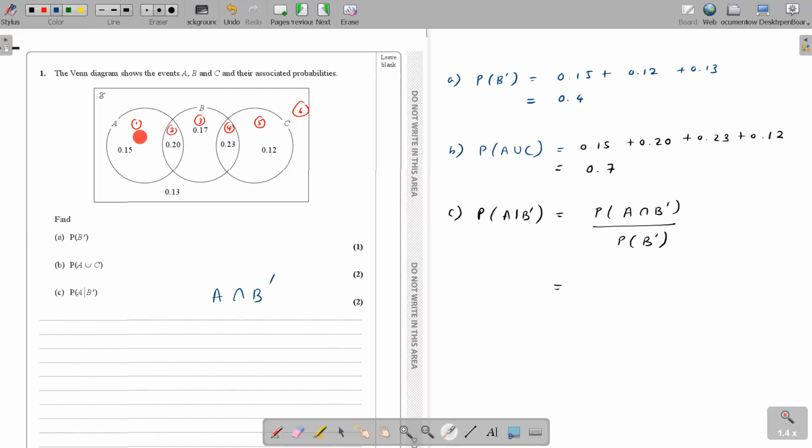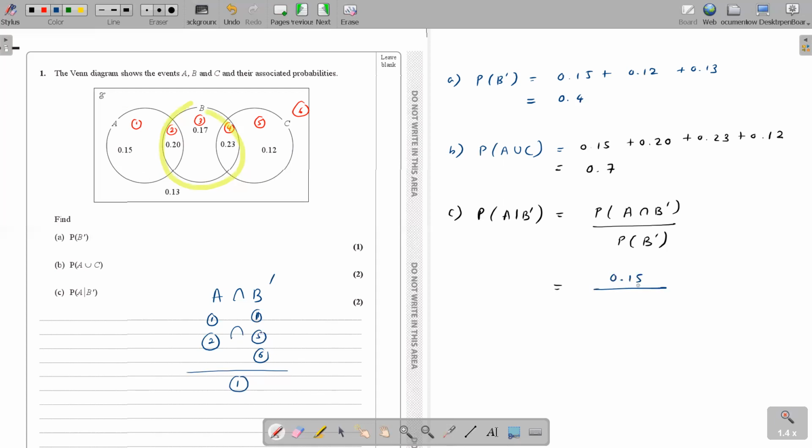What are the regions coming for circle A? 1 and 2. Circle A has regions 1 and 2. Do you agree? B dash means the regions that are outside of circle B. So what are the regions outside of circle B? 1, 5, 6. So intersection means you have to take the common thing. Common thing is 1. So A intersection B dash is directly corresponding to region 1, which is 0.15.